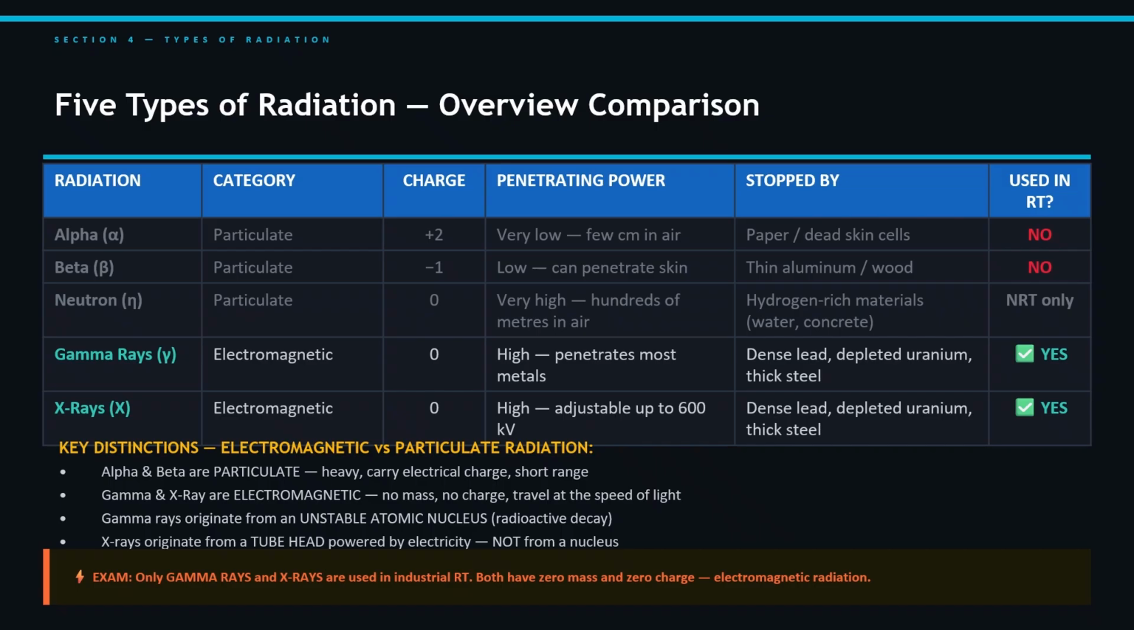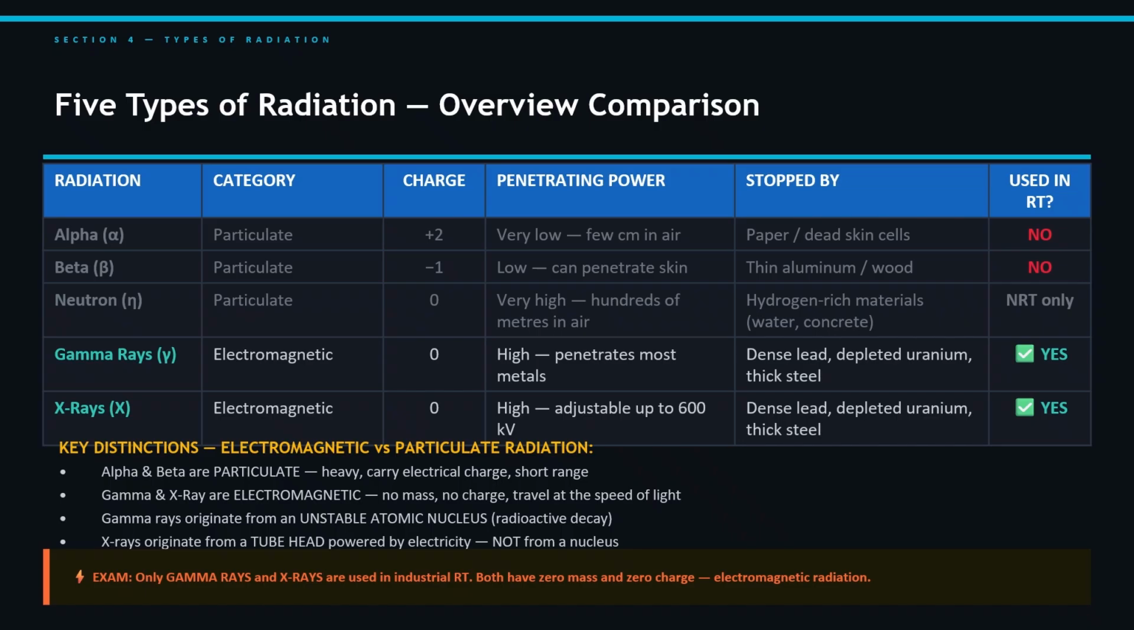Gamma rays and X-rays are different. They are electromagnetic radiation. They have no rest mass and no electrical charge. For conventional industrial radiographic testing, the 2 radiation types we are primarily concerned with are X-rays and gamma rays. But do not confuse their similarity with their origin. Gamma radiation originates from nuclear processes. X-rays are generated electrically in an X-ray tube.